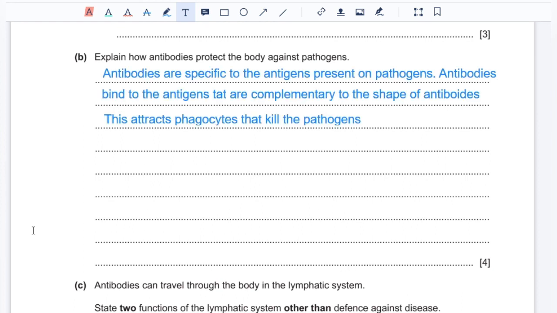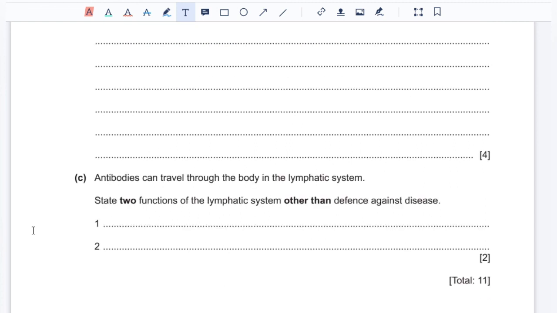C. Antibodies can travel through the body in lymphatic system. State 2 functions of the lymphatic system other than defense against diseases. So other than transporting antibodies, the lymphatic system also transports fatty acids and glycerol that are produced following the digestion of lipids, after the fatty acids and glycerols are absorbed in the lacteals in the gut. And lymphatic system also returns lymph into the blood.